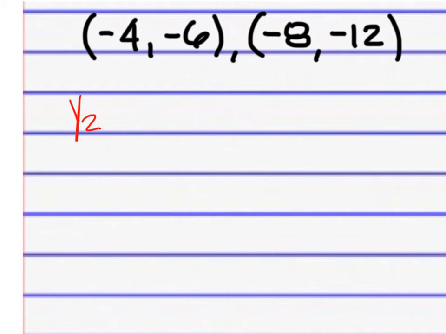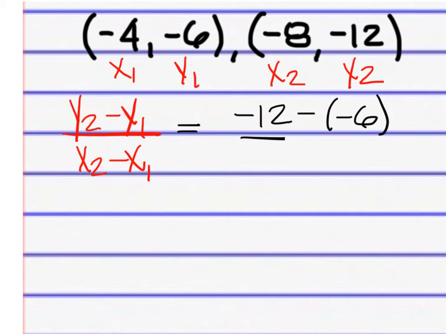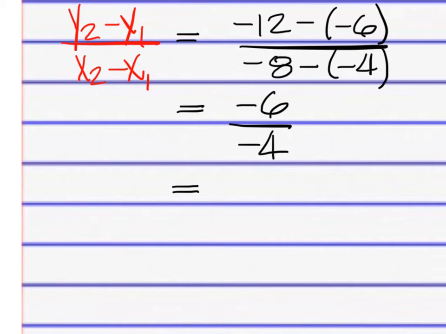The formula is y2 minus y1 over x2 minus x1. Do not forget that this is x1, y1, x2, y2. Plug in what you know, and that is negative 12 minus a negative 6 over negative 8 minus a negative 4. That will give us on top a negative 6, on the bottom a negative 4. A double negative changes to positive, and then 6 over 4 can be reduced as 3 over 2.